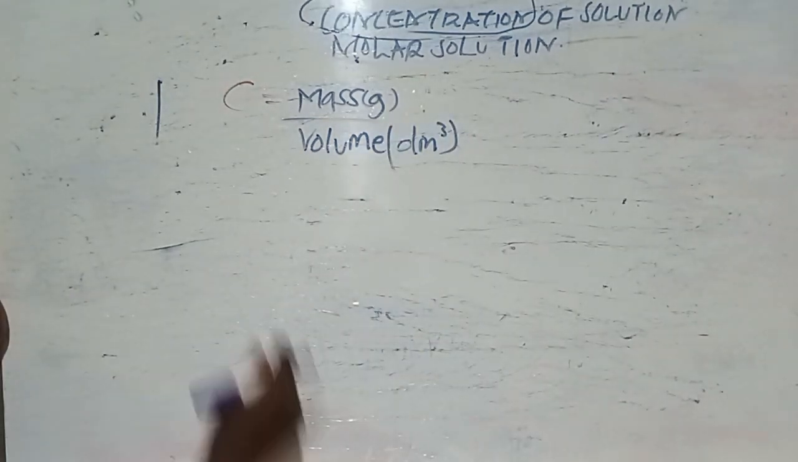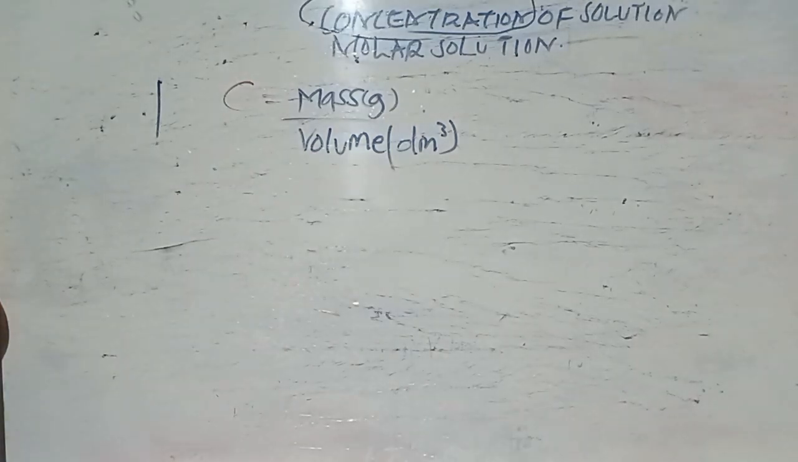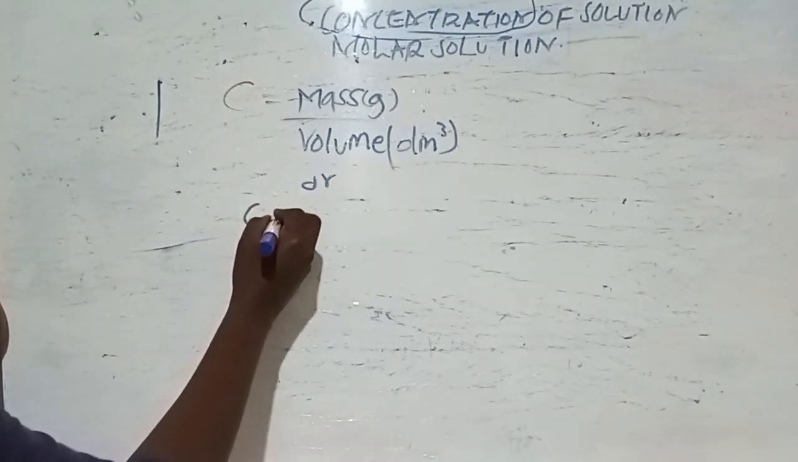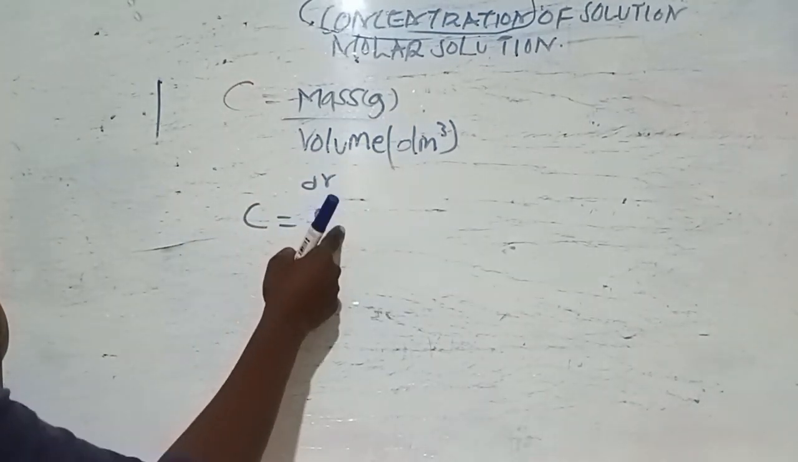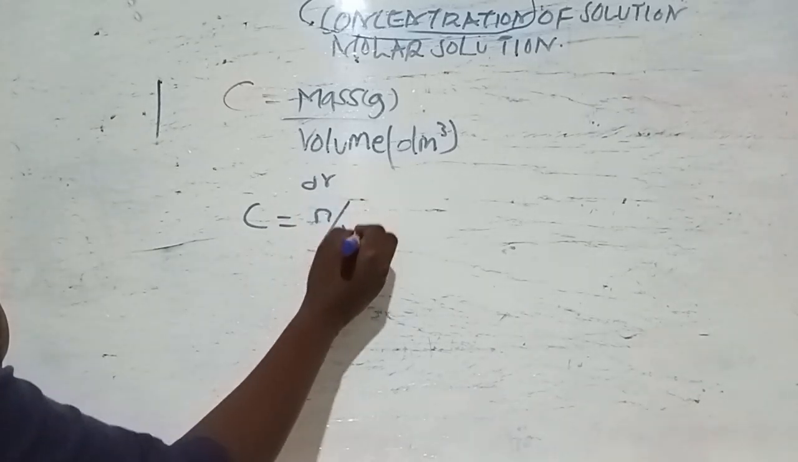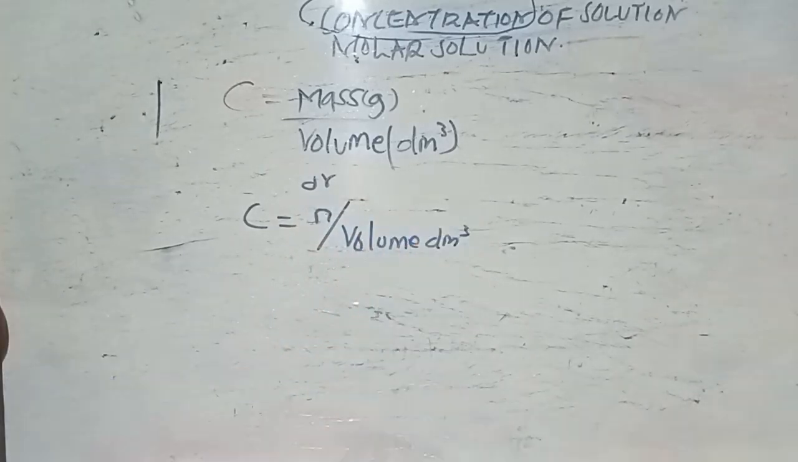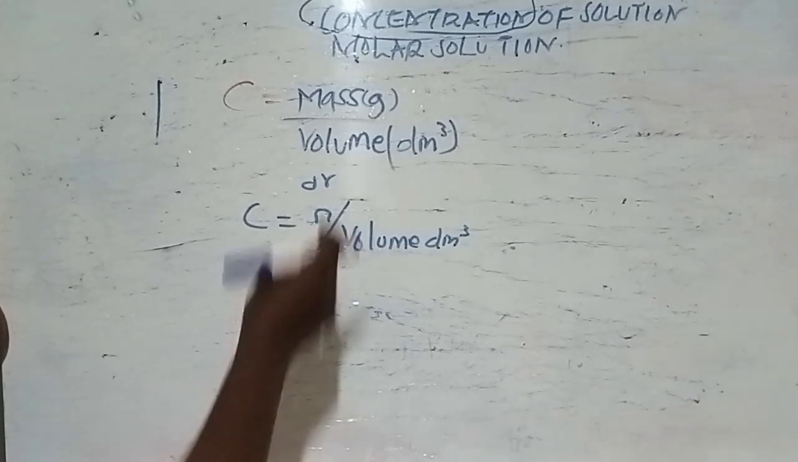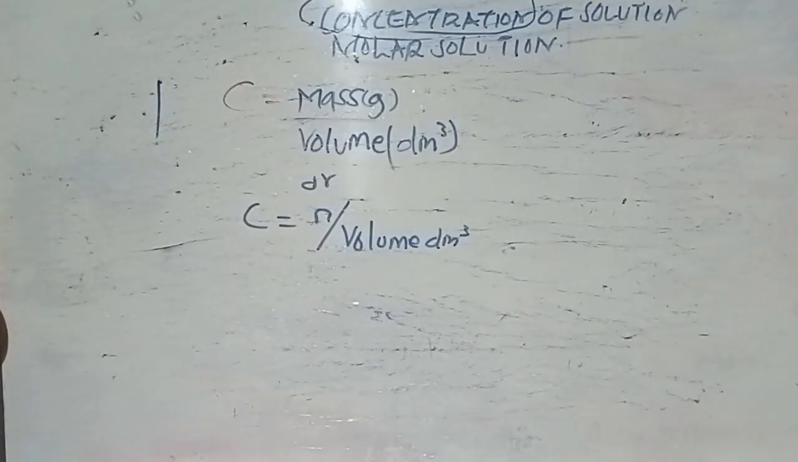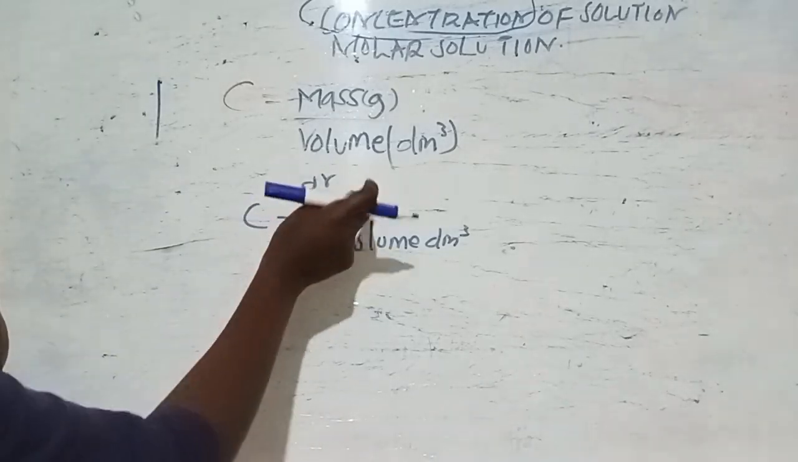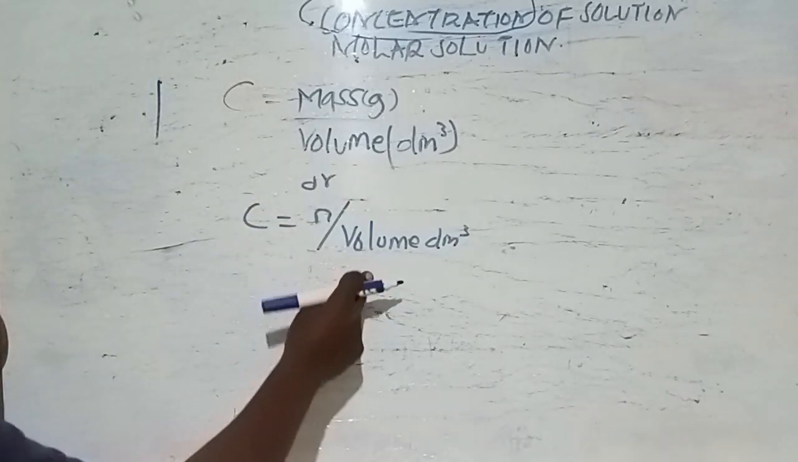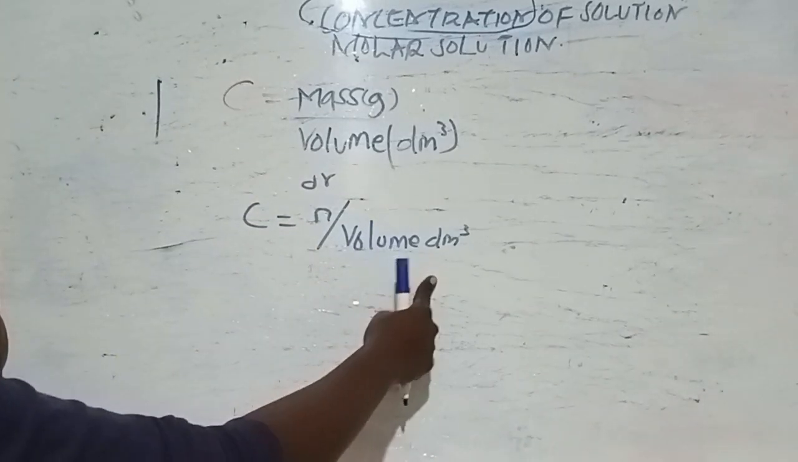decimeter cubed. Okay, so this is one method of expressing concentration, or concentration can also be given by taking the number of moles, you divide by the volume of the solution, which is normally given in what? In decimeter cubed. So these are the two methods of expressing concentration. Now another thing we need to know is the volume that you're talking about here. We have said the volume is expressed in terms of what?